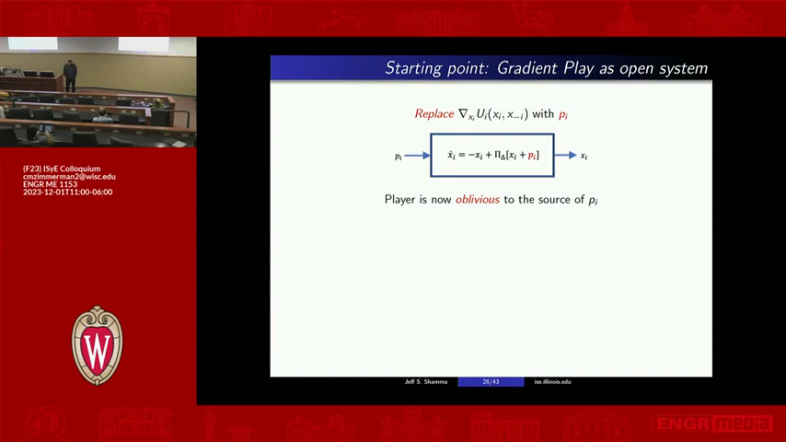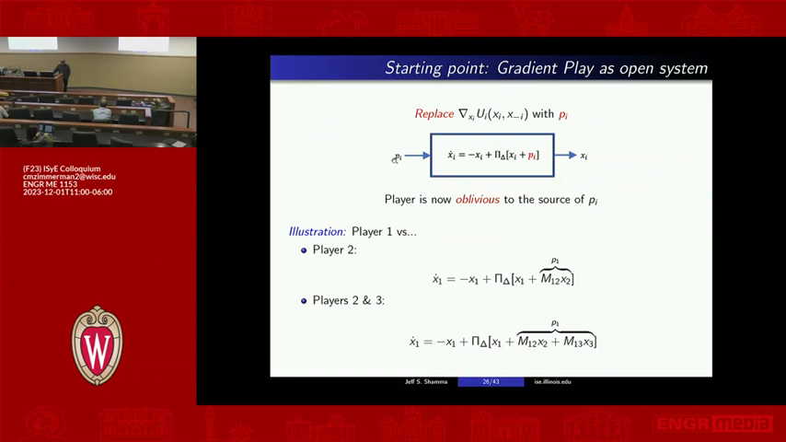So here's my learner. My learner gets this parameter, this vector. That was the gradient, but forget about it. It just gets this vector, and it moves in the direction of that vector and updates. That's it. This is now an open system gradient dynamics. Where's the gradient? Well, it's not here yet. It becomes gradient play when we say, where is this vector coming from?